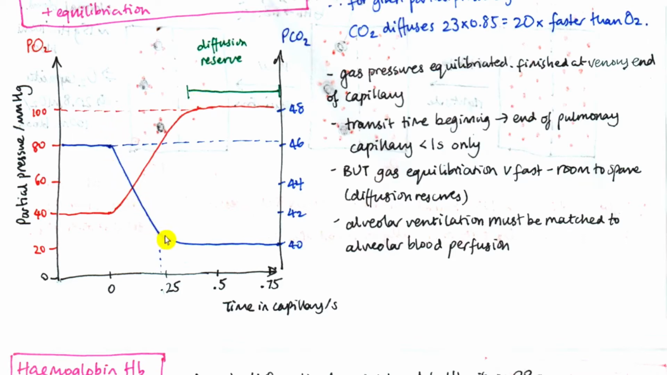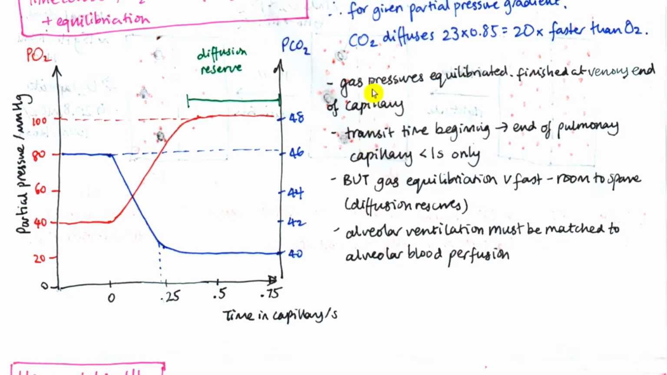It exchanges even more rapidly because it's more soluble, and you can see that there's a slight difference in the time that it takes for each to equilibrate, but it happens very fast overall. And there's actually a diffusion reserve, which is the time that's left after it equilibrates. So it still has this time left, but it's already finished its job and it can move on. So that's what the diffusion reserve is. The gas pressures are equilibrated, and this is finished before the venous end of the capillary. So going from arterial to venous end, it's finished somewhere around here.